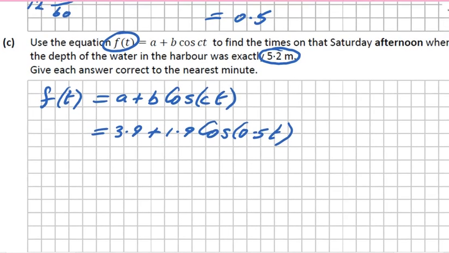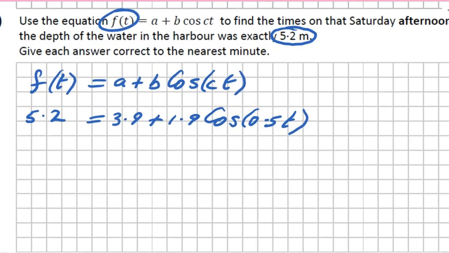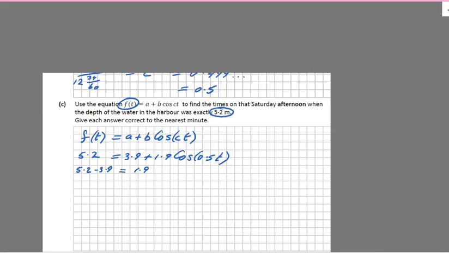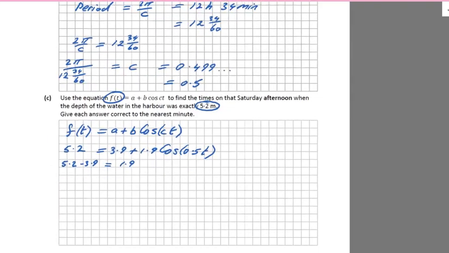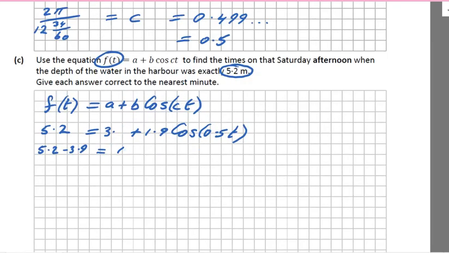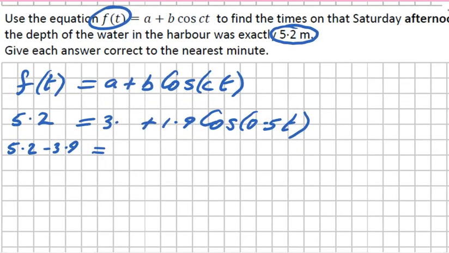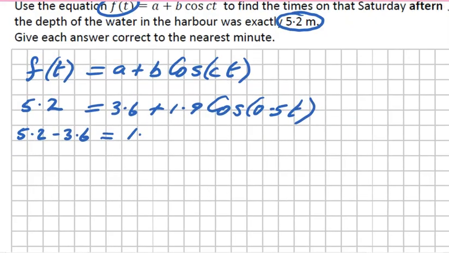So we're looking basically for the time when the height is 5.2. So that's 5.2, that's the height or the depth of the wave. And now we can work that out by bringing the 3.6 across. Sorry, just to fix that, that's actually 3.6, not 3.9. So it's equal to 1.9 cos 0.5t.